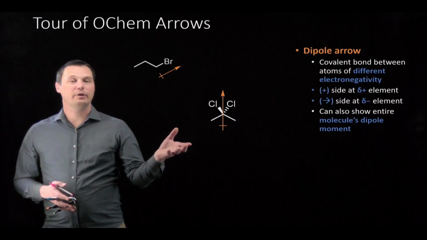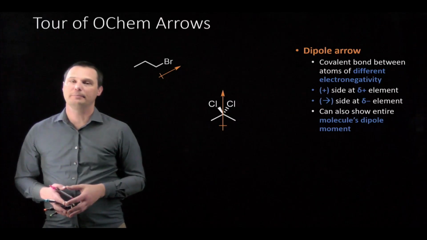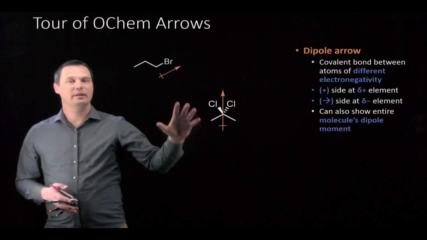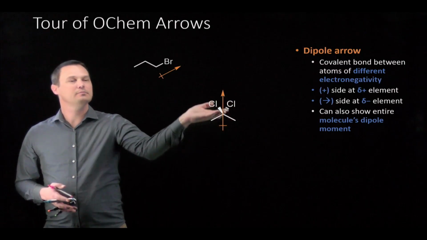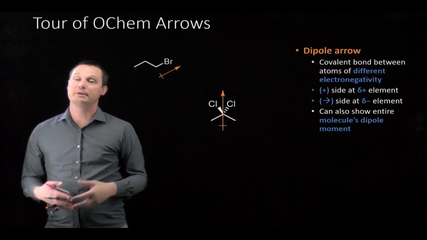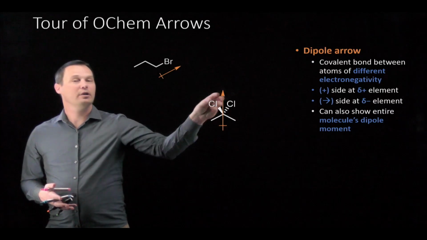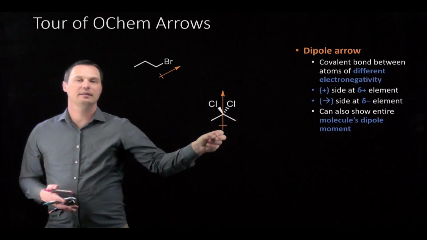We can also use the dipole arrow to show the entire molecule's dipole moment. The entire dichloropropane molecule is a polar molecule. For the entire electron cloud around this molecule, it is mostly pulled around the 2 chlorine atoms as the more electronegative elements in this molecule. For the molecule as a whole, there's more electron density around the chlorine parts and less electron density around the rest of the molecule.